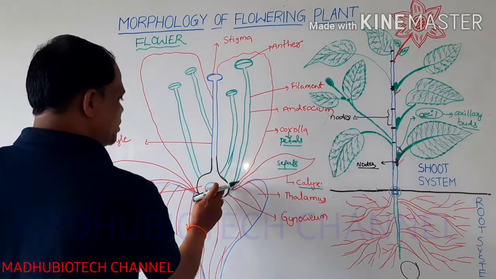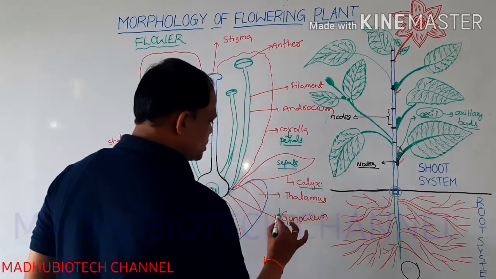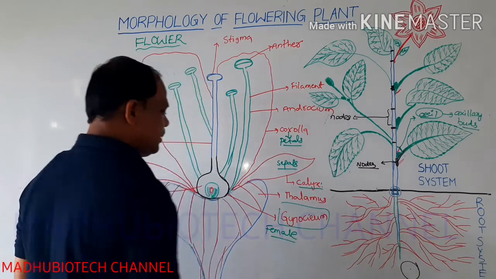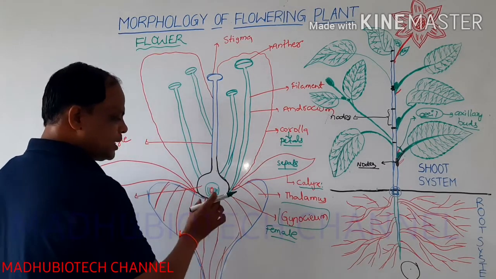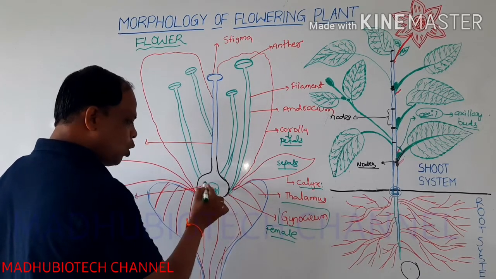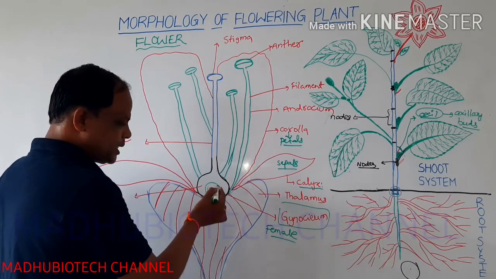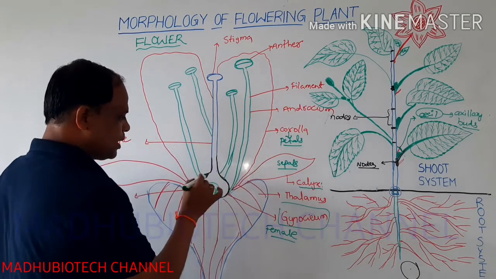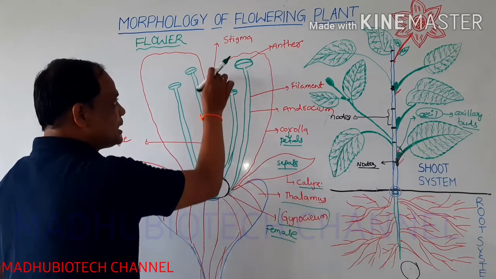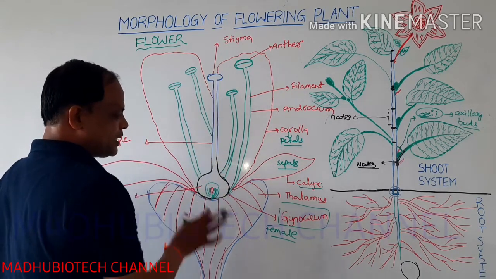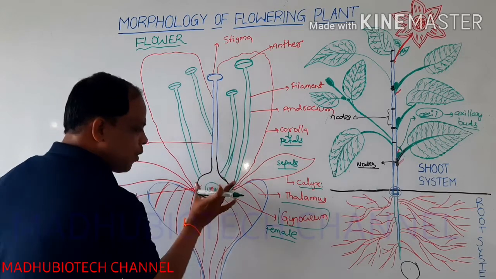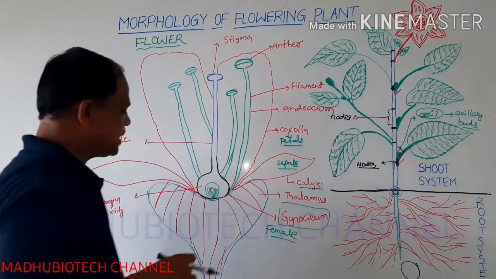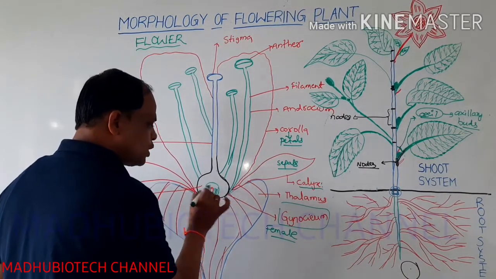gynoecium. Okay, this is the gynoecium. The gynoecium is also called the female reproductive organ. And the gynoecium bears the ovules. It can contain three parts: ovary, style, stigma. The swollen lower part is also called the ovarian cavity. Inside the ovarian cavity a number of ovules are present.